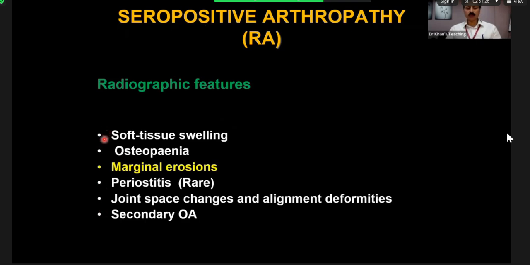First of all, soft tissue swelling. Look for this soft tissue swelling in your exam. That will be a parameter that the joint which has got soft tissue swelling might have an erosion. So this is what you are talking about, marginal erosion. And there can be osteopenia, and there might be localized osteopenia.